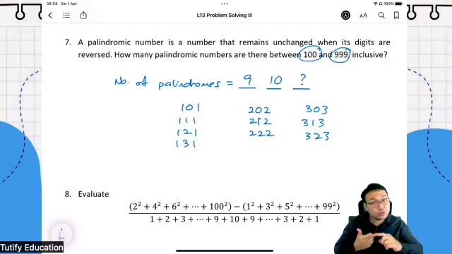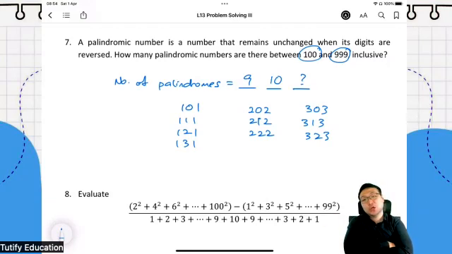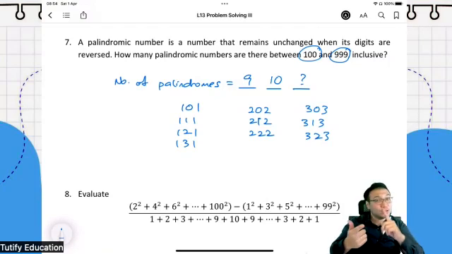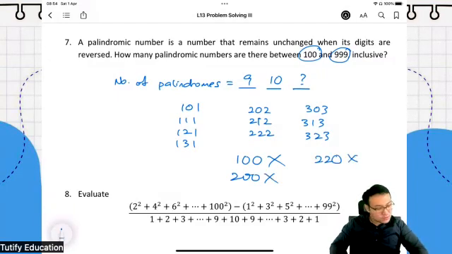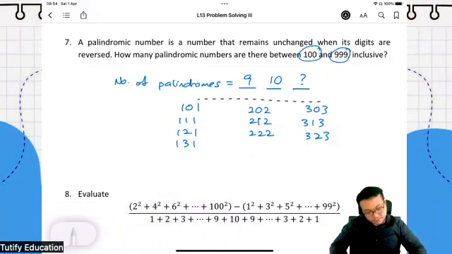Can it be 1? Can it be 2? Can it be 3? How many options can I choose for the last digit, Zhe? What do you think? 9? Is it because it can be 1, it can be 2? Can it be 0 also? Can the last digit be 0 or not? No, because, for example, this is not a palindrome. This is also not a palindrome, right? Or 220. Oh no, this is not a palindrome. So Zhe, how many options do I have for the last digit? 9.